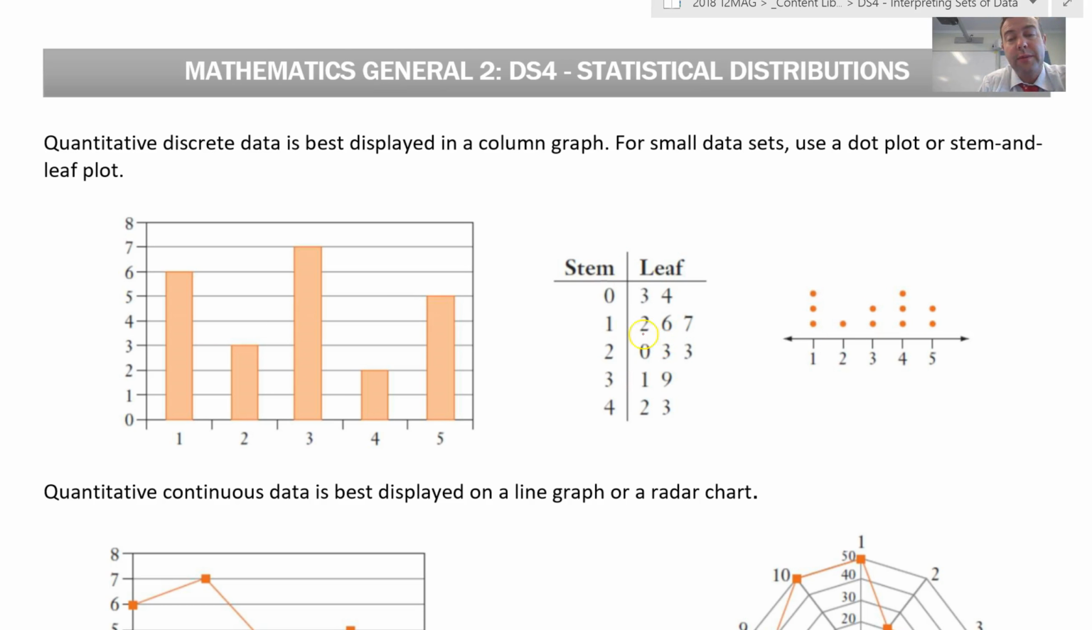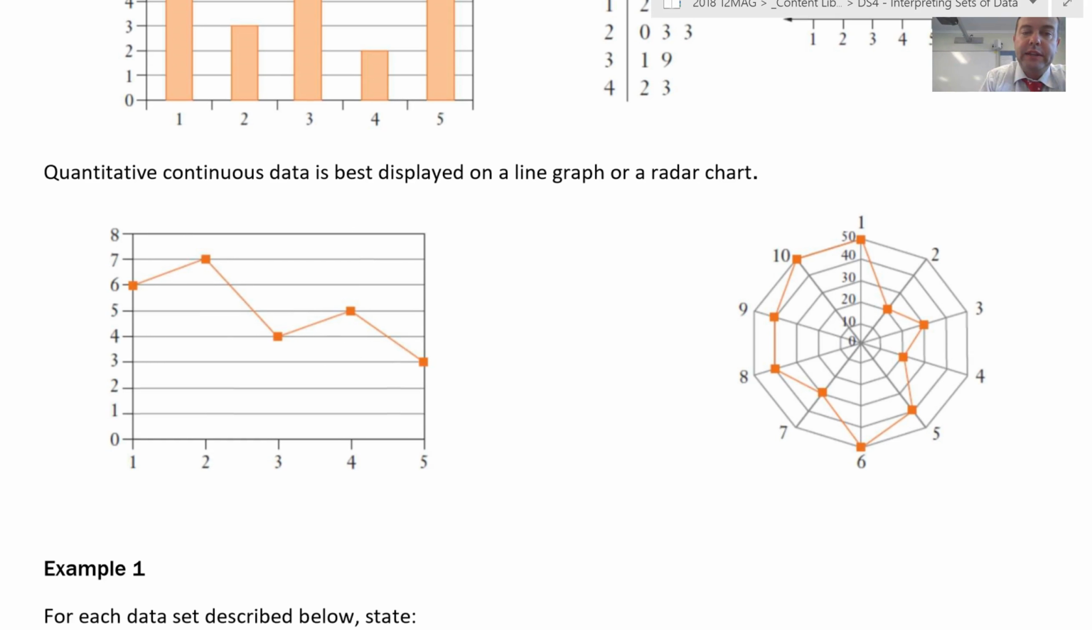To be honest, you don't see a lot of stem and leaf plots outside of maths exams. Other things, pretty useful. Now, continuous data, sometimes, is best displayed on a line graph. Good for indicating a trend where there is something in between. Now, radar charts are a special case here, and I tend to only like those for cyclical data collection.